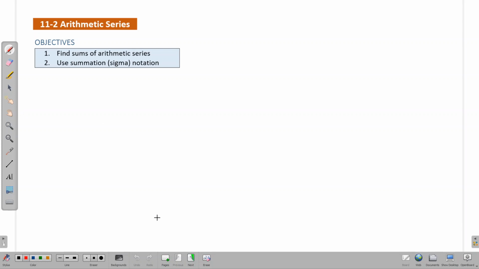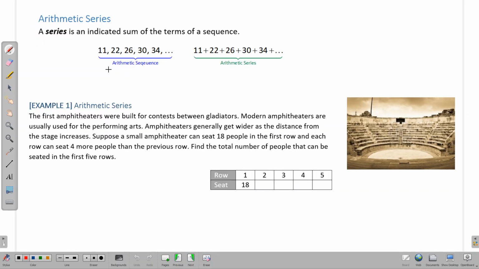So let's go ahead and get started. So first, what is a series? A series is simply an indicated sum of the terms of a sequence, meaning that if you have a sequence, any sequence, and you add the terms up, that becomes a series. Now we are looking particularly at just arithmetic series, so we're always going to be dealing with an arithmetic sequence in this section and looking at the sum of those terms.